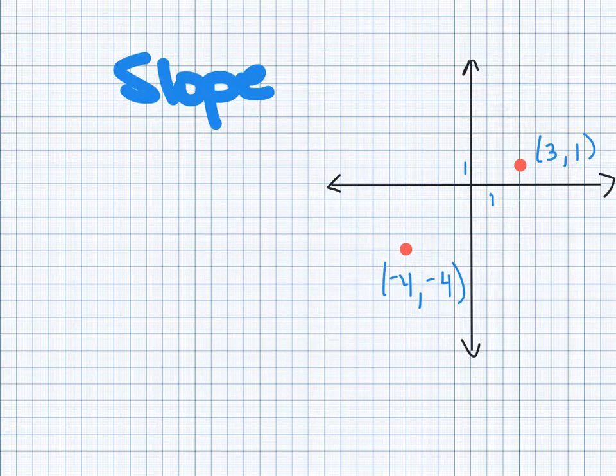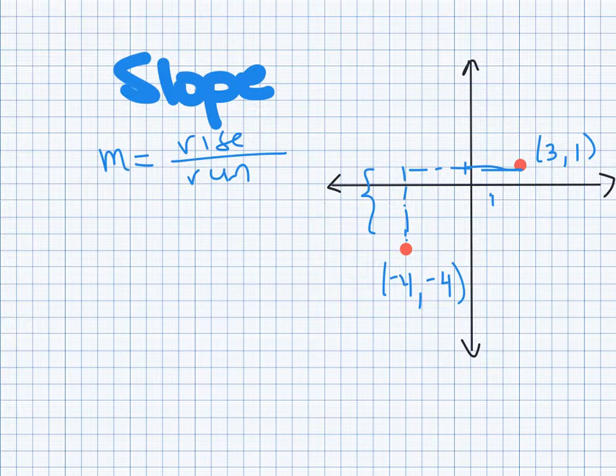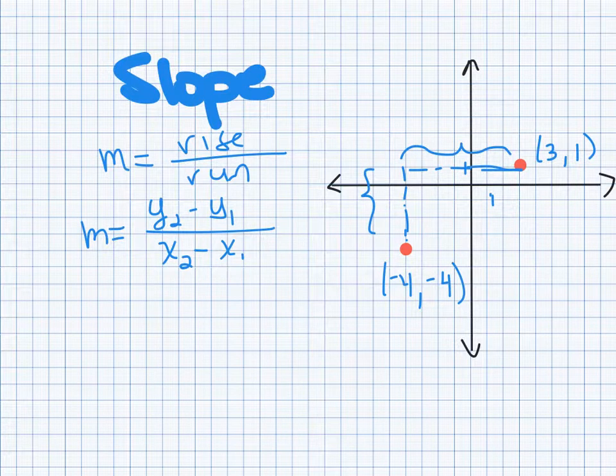So slope is defined as m, so we use that letter for slope, and it's rise over run. It's how much I go up by how much I run. So you can see that I'm going to get this distance over this distance. So the formula is y2 minus y1 over x2 minus x1.